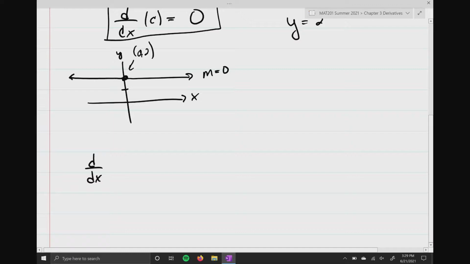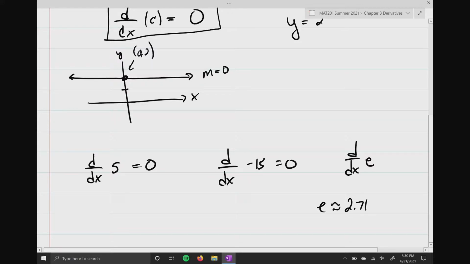Now, just for some easy examples here, if we wanted to find the derivative of 5, it equals 0. If we wanted to find the derivative of, I don't know, negative 15, it equals 0. Even the derivative of e, which is approximately 2.71, that's still 0, okay? So there's our constant rule. Very simple, easy, straight to the point.